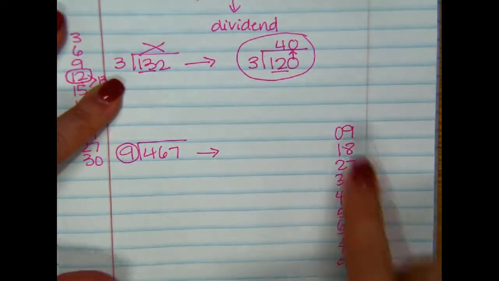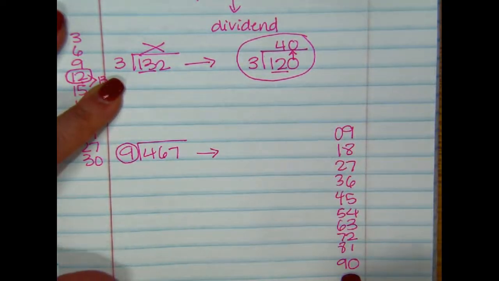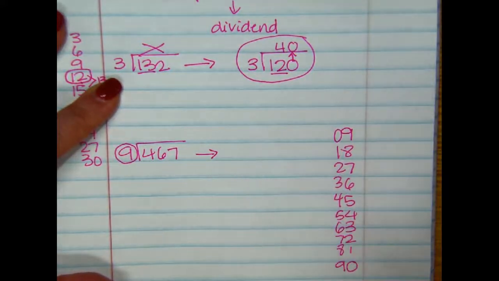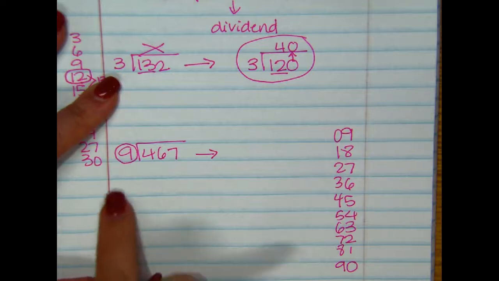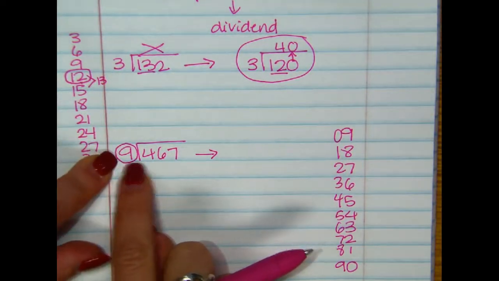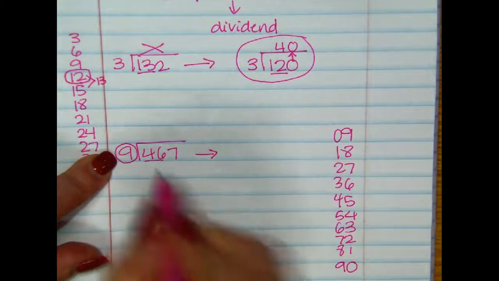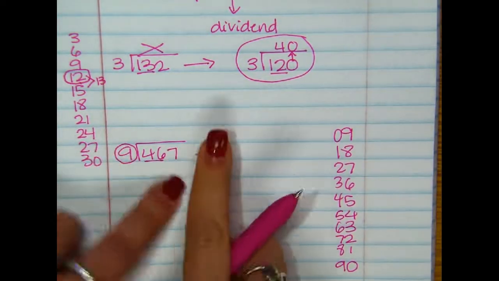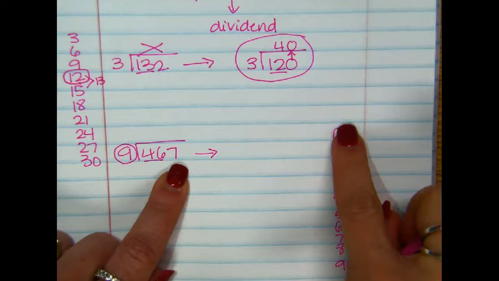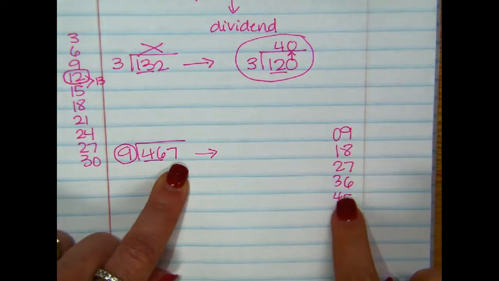Now again, the reason we're writing these multiples is so that we can think which one of these is a close nearby number that is easily divided by 9. A multiple of 9 is going to help us do that. So let's look at the first couple of digits. We have 46 going on here. Let's look down our list of multiples. Which one is awfully close to 46? We can keep on going.